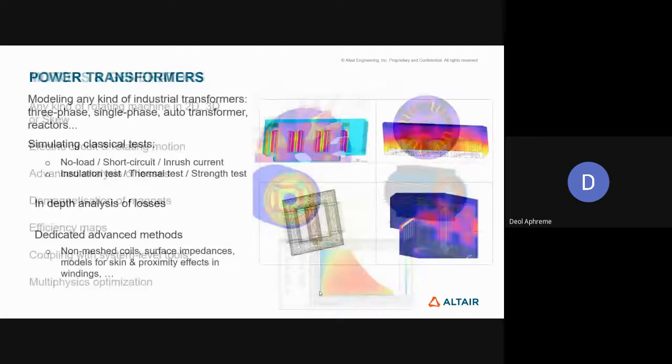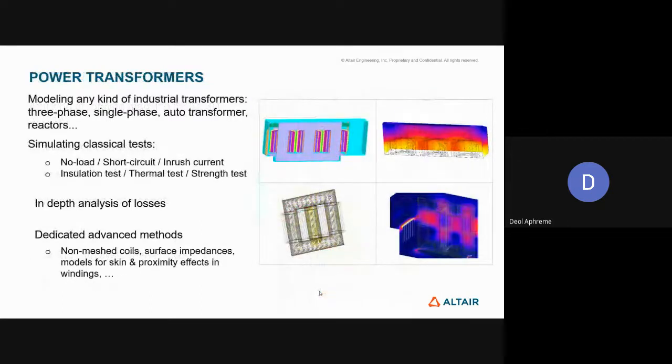Coming to power transformers, just like motors, even power transformers have a lot of quantities and a lot of forces and different parameters that you would wish to visualize, depending on what your application is. So we do not have a size constraint in Flux. You can model any size as long as you're able to import the geometry. You can model any size in Flux.